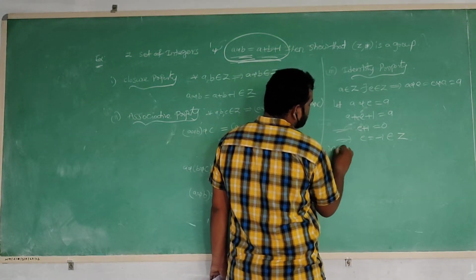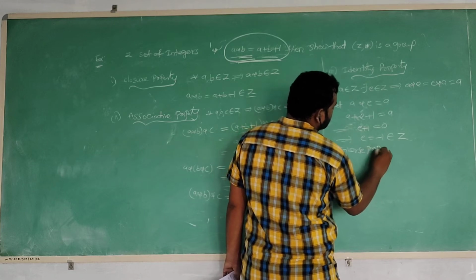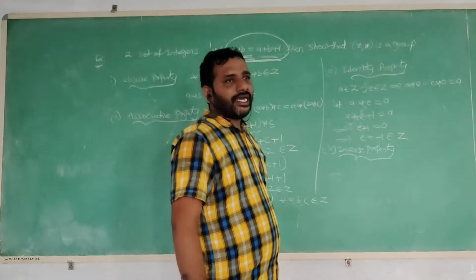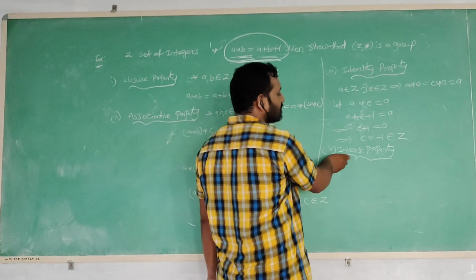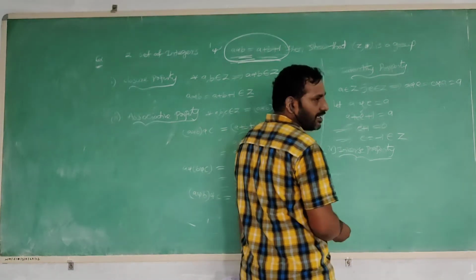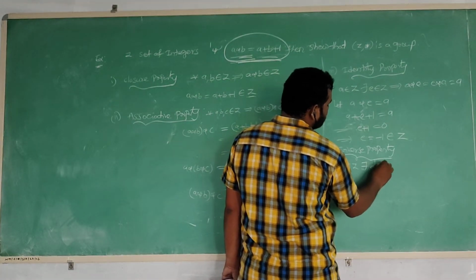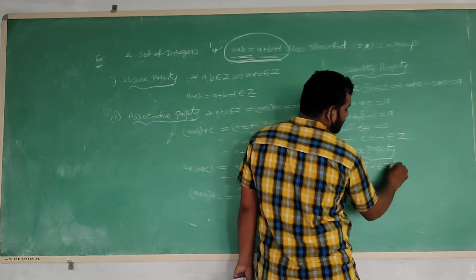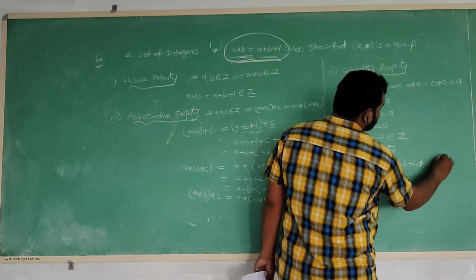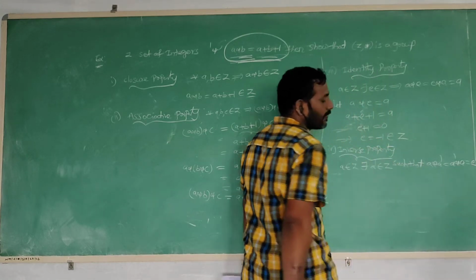Next one is the inverse property. What is the inverse property here? The existence of an inverse. Here, a is any element that belongs to Z. Then there exists a dash belonging to Z such that a * a dash equals a dash * a equals e.